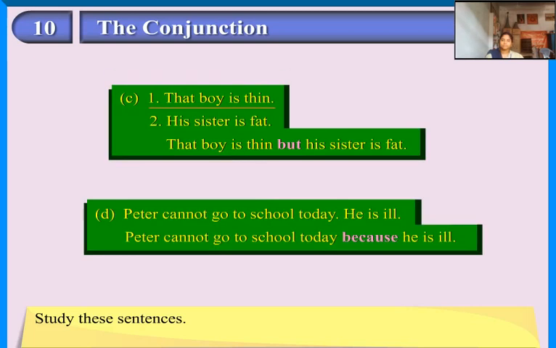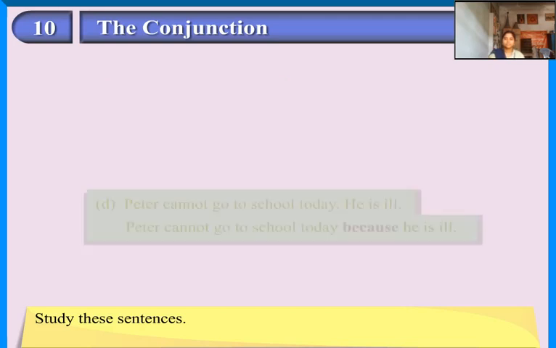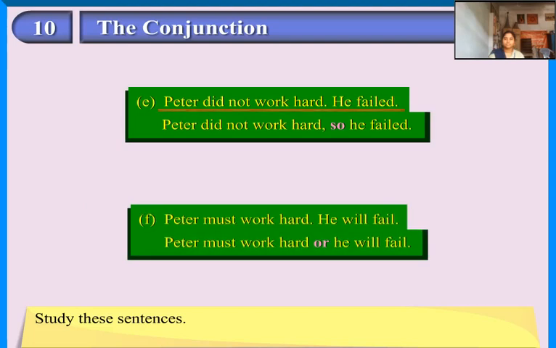That boy is thin. His sister is fat. That boy is thin, but his sister is fat. Peter cannot go to school today. He is ill. Peter cannot go to school today because he is ill. Peter did not work hard. He failed. Peter did not work hard, so he failed.